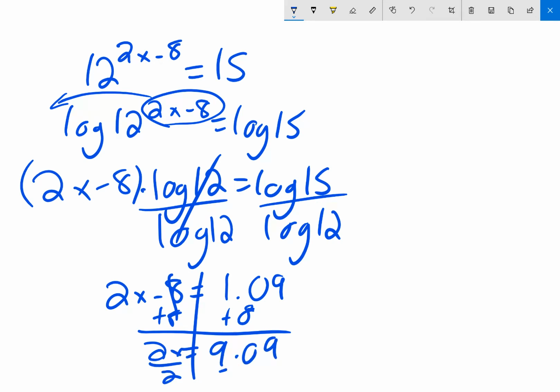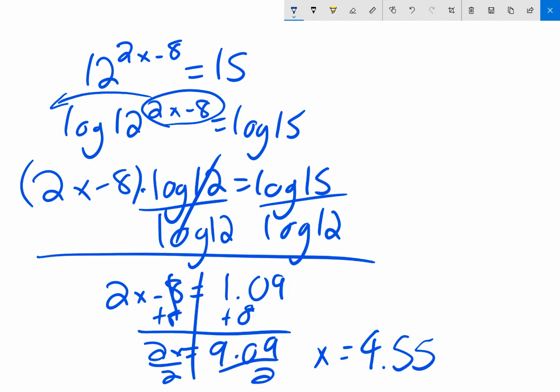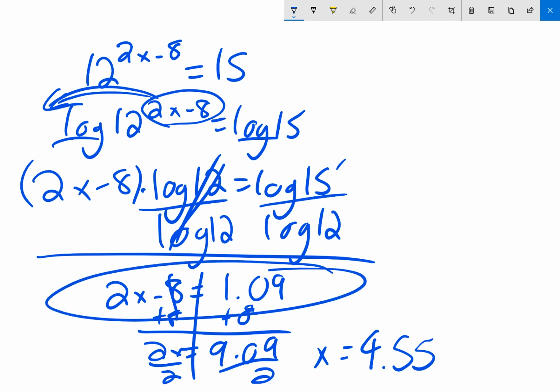And then divide by 2, we get x equal to about 4.54. Depends on how you're rounding it, but about that. Okay. Again, the top of this line is those 3 steps: log both sides, move the exponent to the front, divide by your log. And at this point, once we're here, it's just a normal math equation.